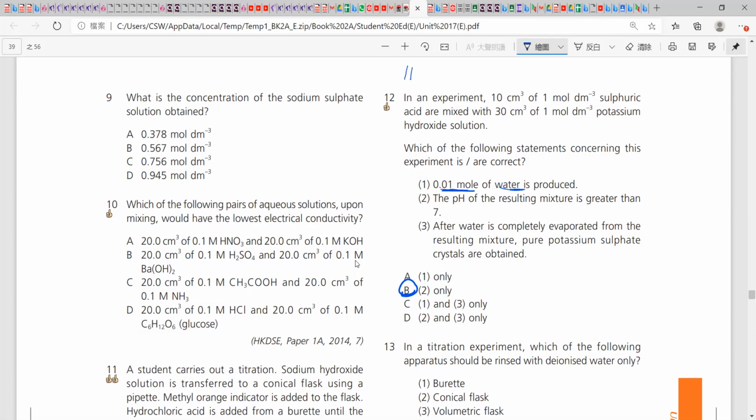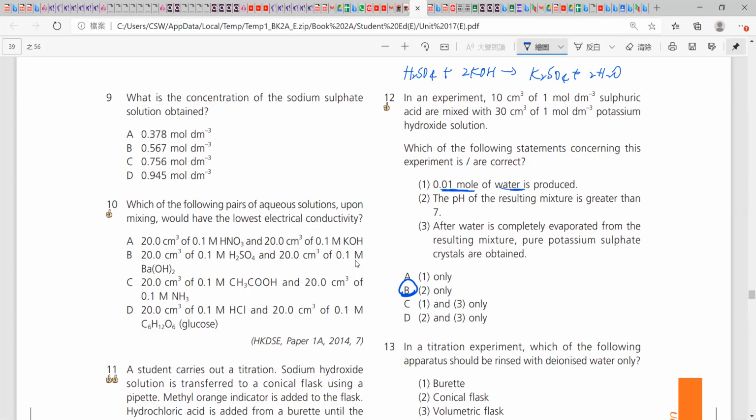Why? You are going to stick back to the equation. So you may get KOH calculated as how many moles?